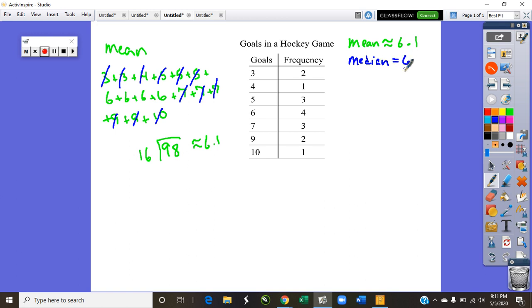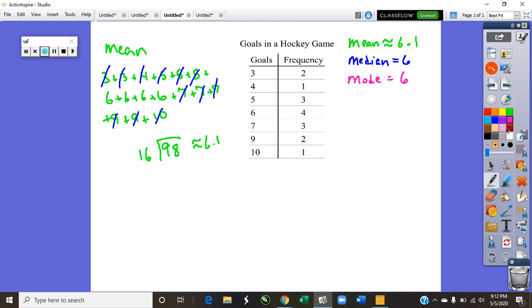Okay? All right, now let's take a look at the mode. Well, look at these numbers. Which amount of goals occurred the most often? Looks to me like it was probably 6 goals in a game because that happened how many times? 4 times. So that's going to be a 6.